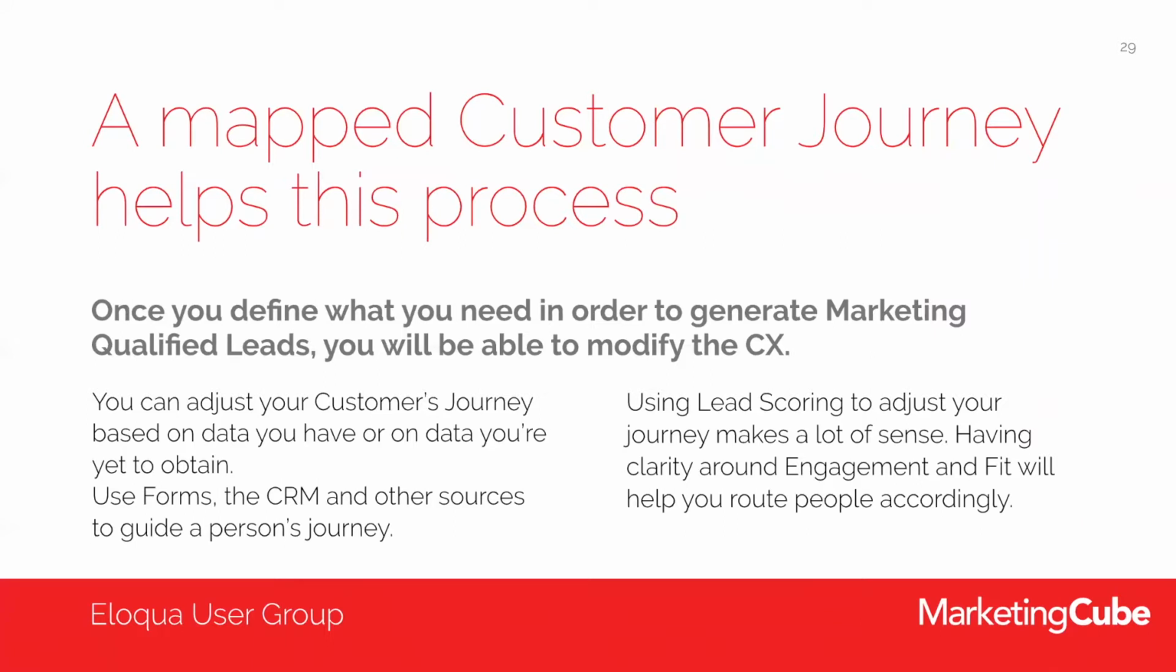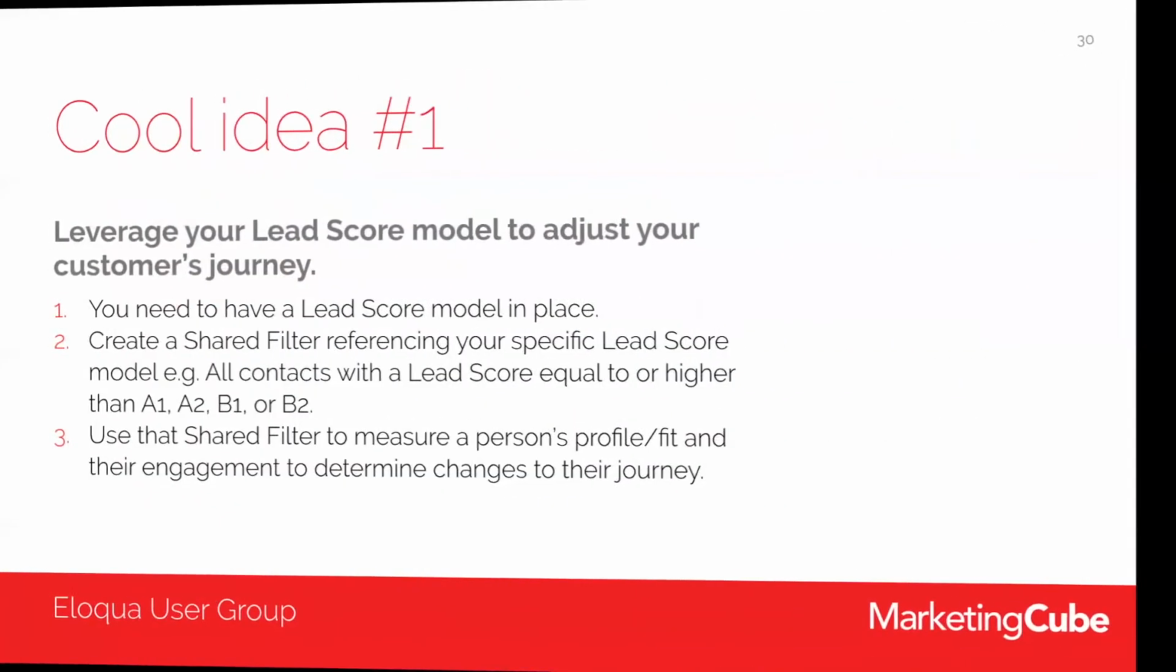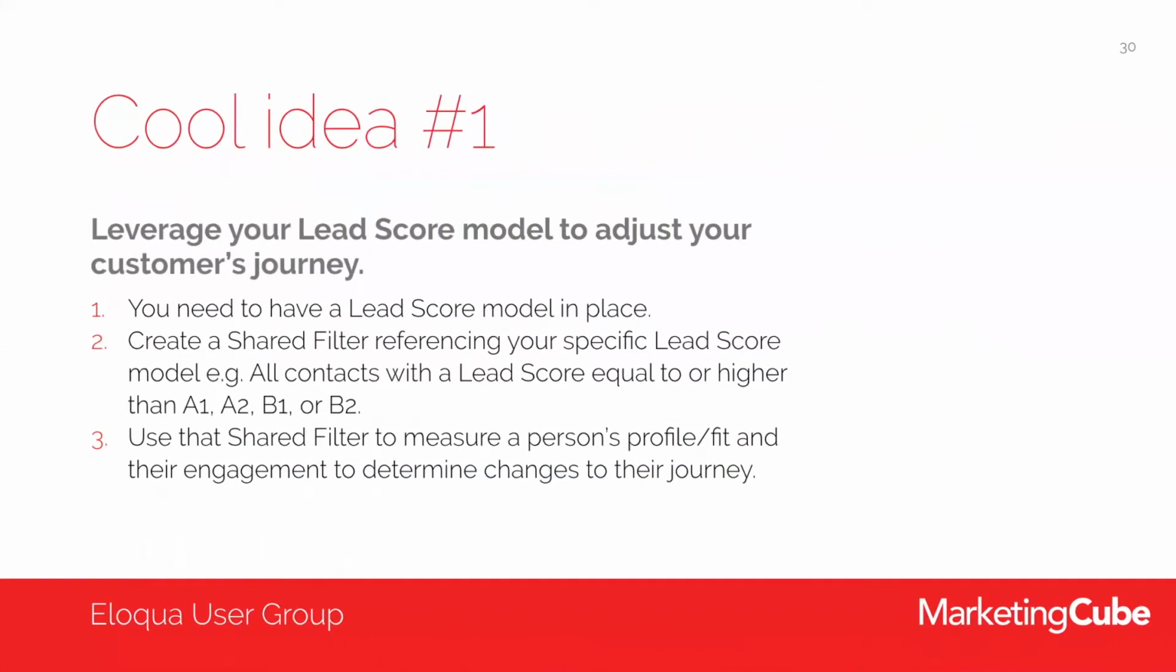We can adjust the journey based on the data that you have or that you're yet to obtain. Using forms, the CRM, and other sources is certainly a guide to that person's journey, but also lead scoring. So lead scoring, you can use that to adjust the journey, and that makes a lot of sense, but it doesn't answer every single question that you might have about ways to modify the journey. So let's jump in and have a look at a few scenarios. The first scenario, or the first cool idea, is looking at lead scoring and how you can use lead scoring to actually adjust a person's journey. First thing, of course, you need to have a lead score model in place.